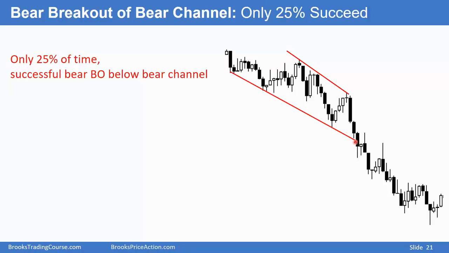This looks like a breakout, and a breakout, you have to be thinking market cycle, breakout, pullback, and then channel. Only 25% of the time when you have a bear channel will you see a successful breakout below the channel. A breakout begins the market cycle over again, so you think breakout, pullback, channel, and then eventually trading range.